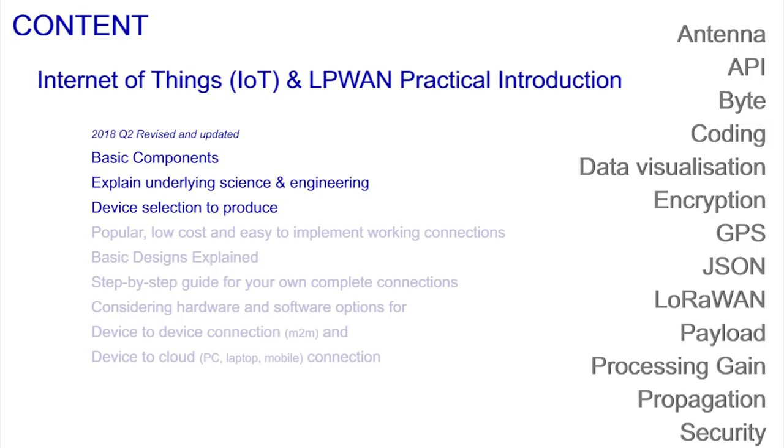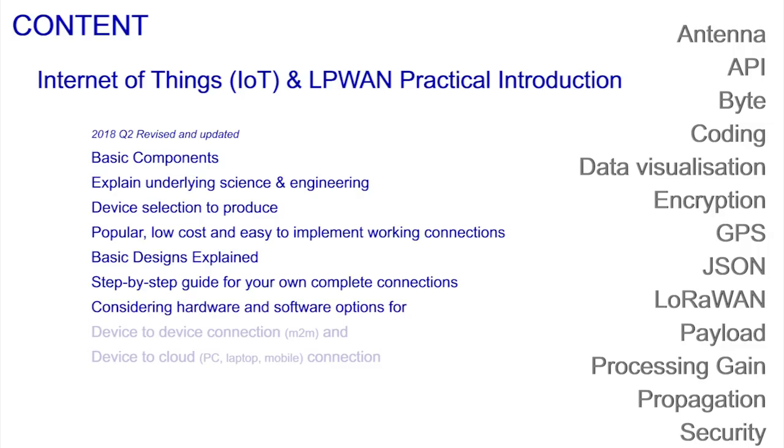We will select from a huge wealth of devices that have become available over the last few years, a popular, low-cost, and easy-to-implement connection. We will explain the basics of some of the useful designs and how you can develop your own complete individual system. We will navigate a route through the hardware and software choices and discover how these options may be used to connect devices to devices, machine to machine, and devices to the internet, into the cloud.